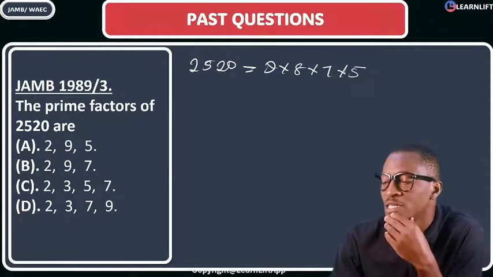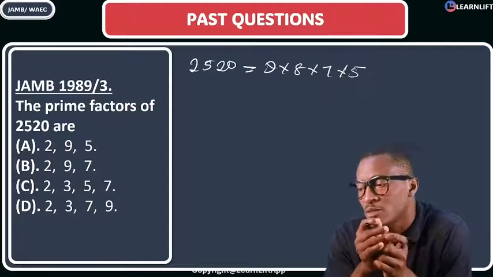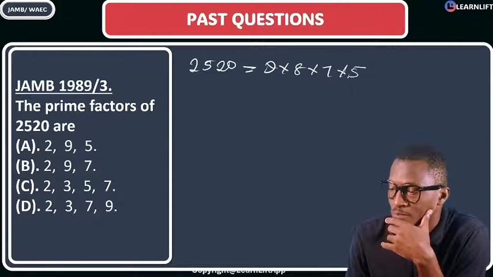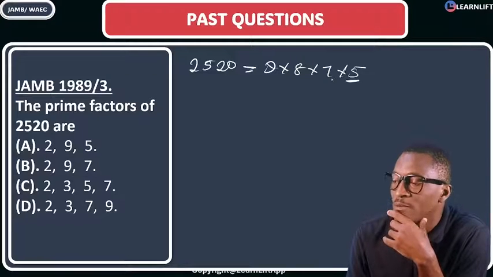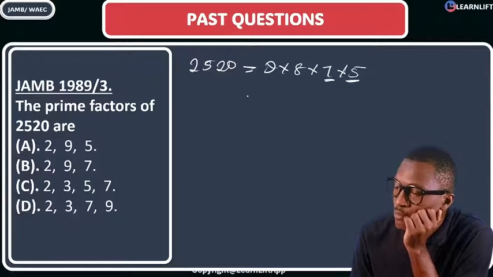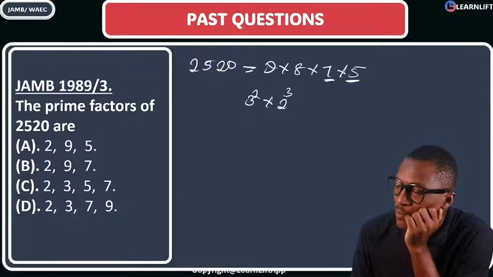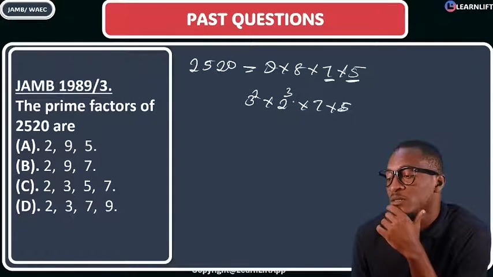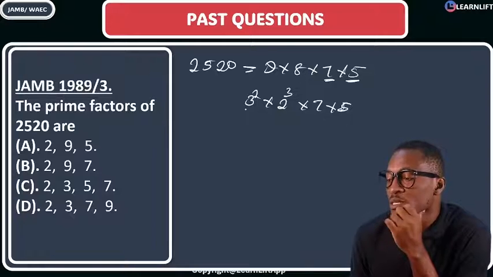Now, how can we break this? They say, what are the prime numbers of this? Now, how can we see? First of all, 5 is a prime number, 7 is a prime number. How can we make this one's prime numbers? This is the same thing as saying 3 squared times 2 raised to power 3 times 7 times 5. Is that correct? Because 3 squared is 9, and 2 cubed is 8.